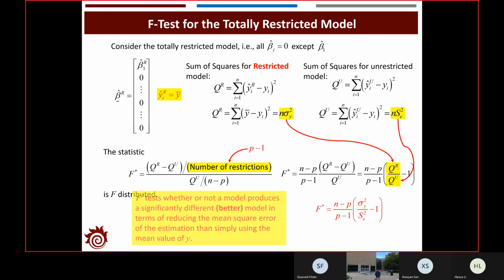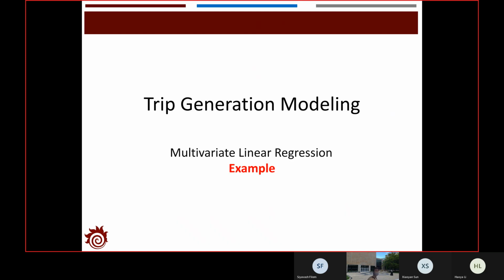So, I'm going to stop here for a while. Let's take a break for 10 minutes, and I'm going to show you the examples about the linear regression model. Okay, just take a break.